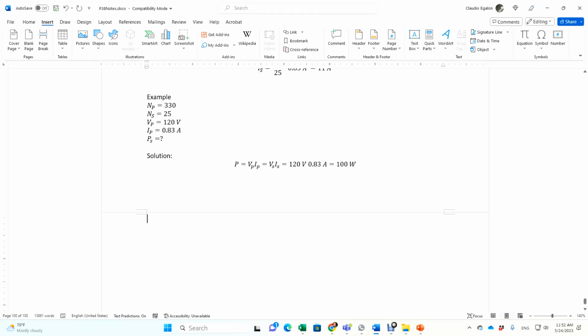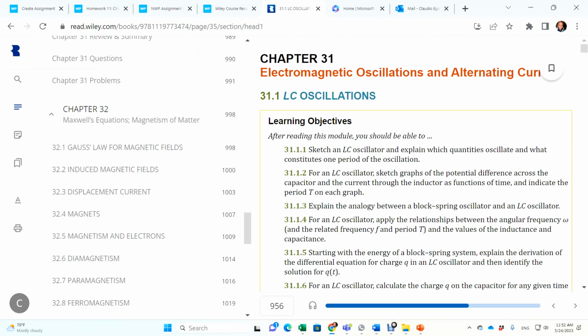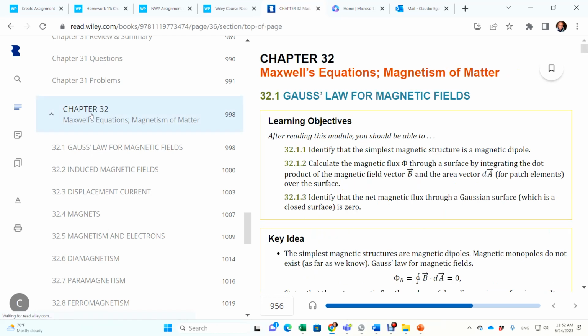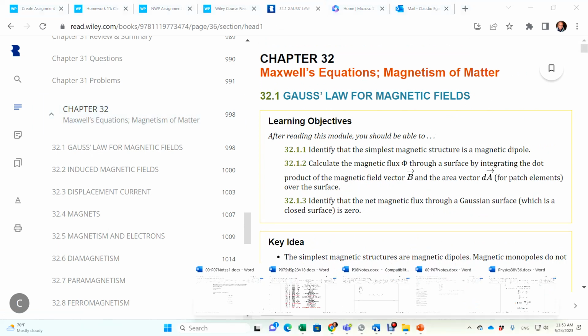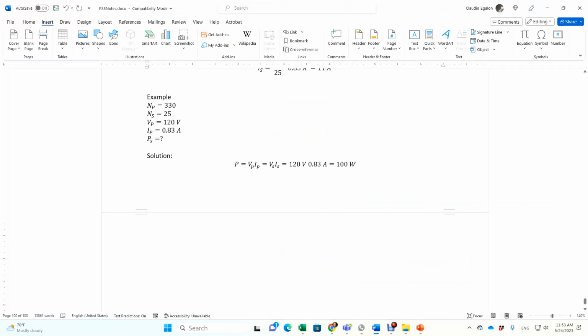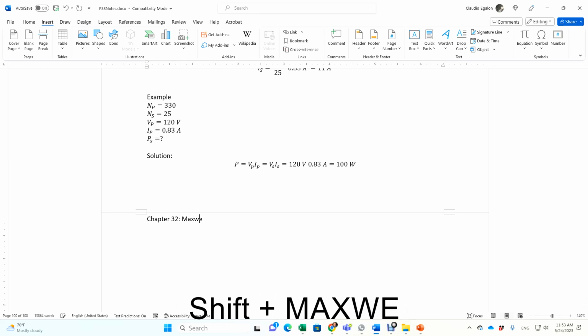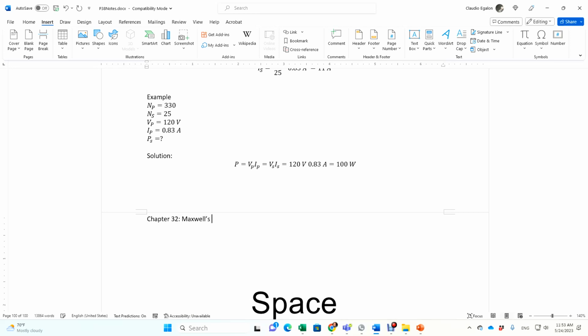Our final chapter is on electromagnetic waves. Let's go take a look here. Maxwell's equations and electromagnetic waves, chapter 32.